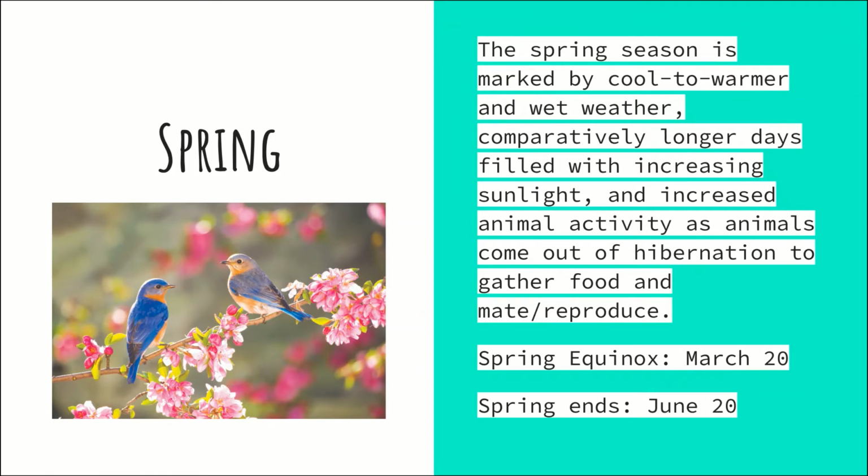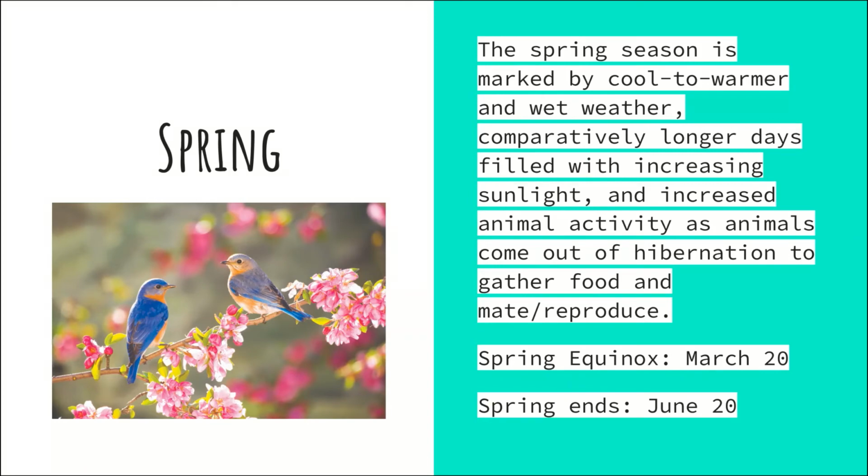The spring season is marked by cool to warmer and wet weather, comparatively longer days filled with increasing sunlight, and increased animal activity as animals come out of hibernation to gather food and to mate or reproduce and make more animals. So in spring, you'll see a lot of flowers start to bloom. Trees will start to grow more. It's partly due to the weather. It's also due to the circadian rhythm of animals, right? I mentioned that ecology piece, or the behavior of animals. They instinctively know that here in the Northern Hemisphere, during the spring, that's when they will come out of hibernation. They will try to find a mate or a husband or wife, and they'll try to make babies. And so there's plenty of animal activity. It's a really pretty time to witness, is the spring.